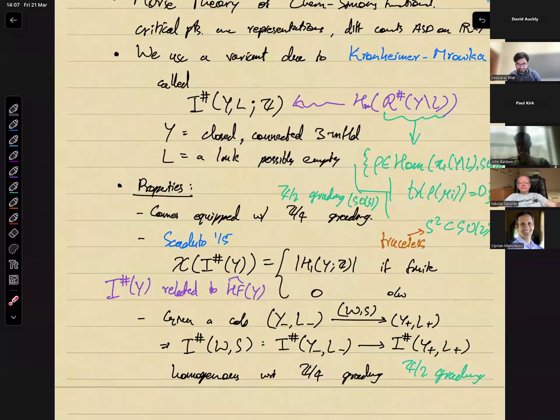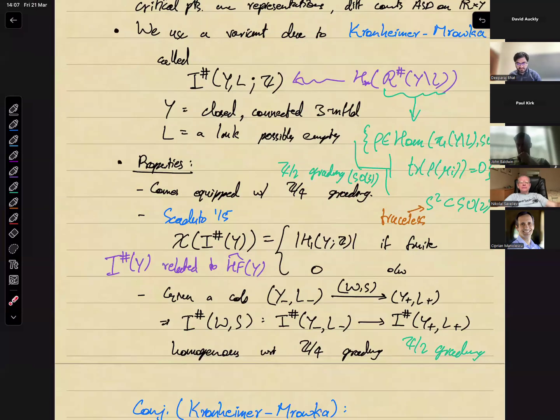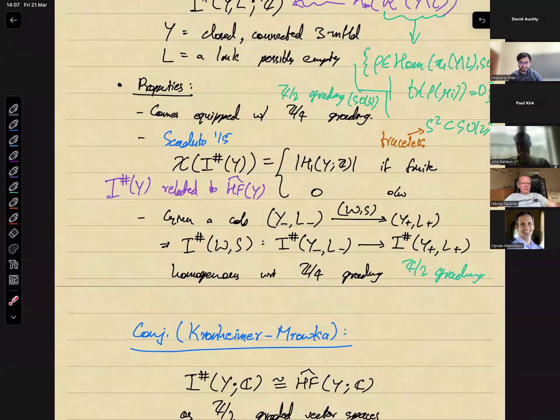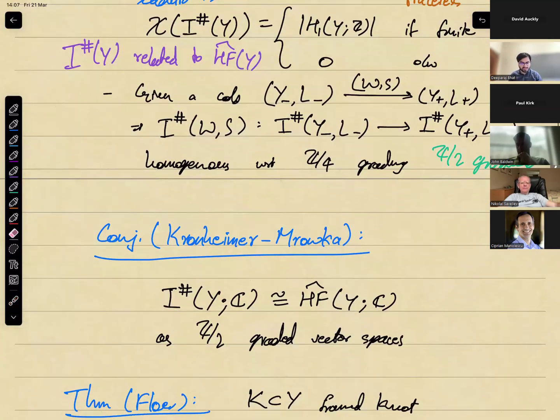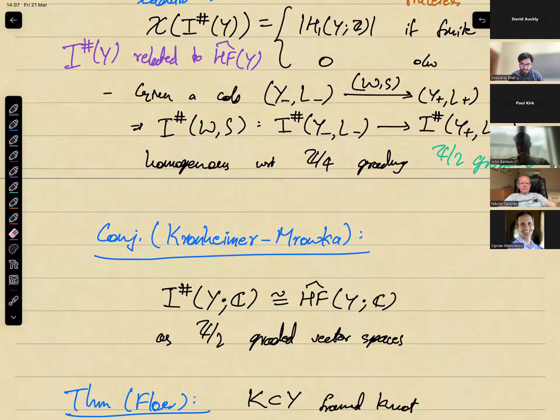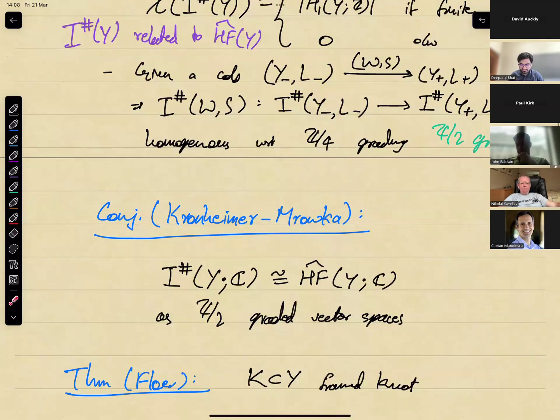So just to tie it back to Heegaard Floer theory, there's a conjecture by Kronheimer and Mrowka that I sharp with complex coefficients is isomorphic to HF hat, which is the Heegaard Floer analog of your three-manifold with complex coefficients, as Z mod 2 graded vector spaces.